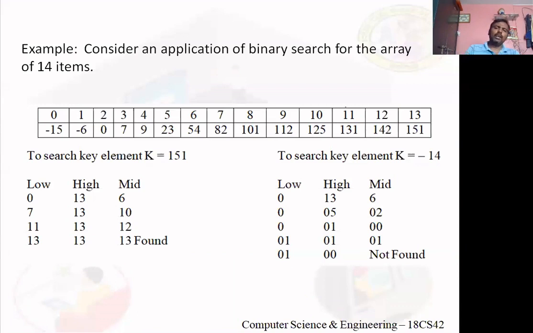Okay, so it takes time, right? So I'll tell you an easier method, because concluding success or unsuccess takes time. Now, the question is that for 151, you told four comparisons. For minus 14, to conclude unsuccess, I took 5 comparisons. Now, I want you to tell me how many comparisons for element 125.